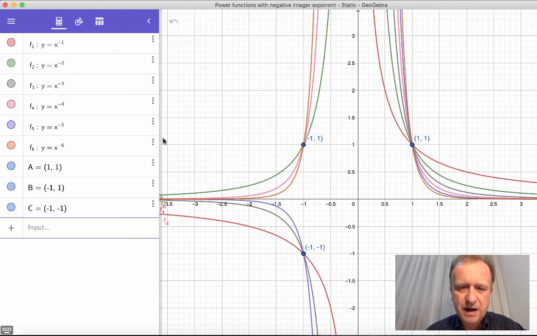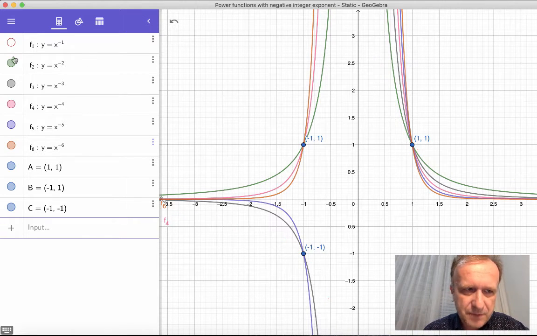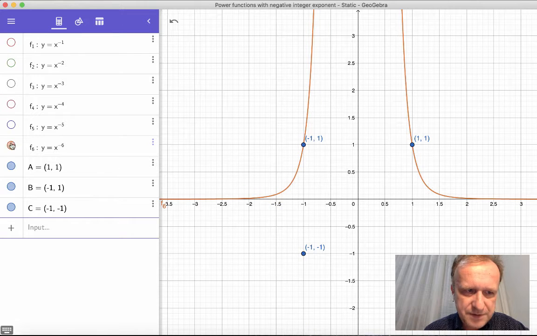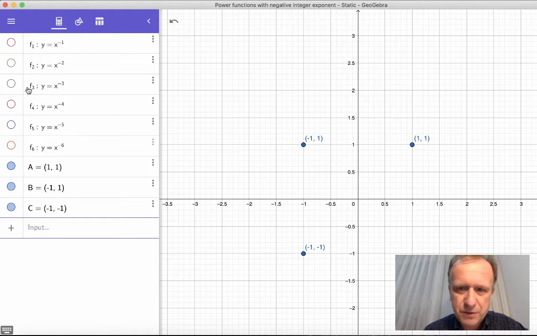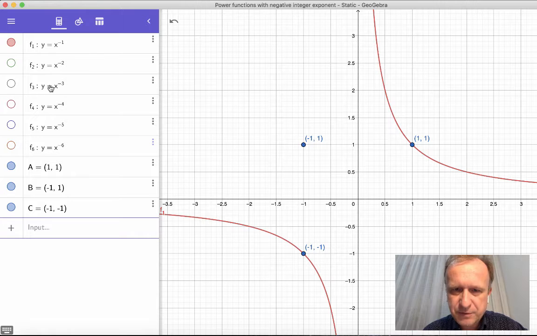Okay, so here are the graphs, all of them, and perhaps I will just hide them all and start first by those which have the odd negative power. So first one is x to the power of minus 1 or negative 1. So this is a well-known function, y equals 1 over x. You know, this is the reciprocal function. It passes through these 2 points, as should be already obvious from your prior studies.